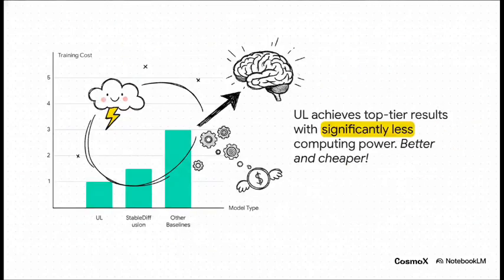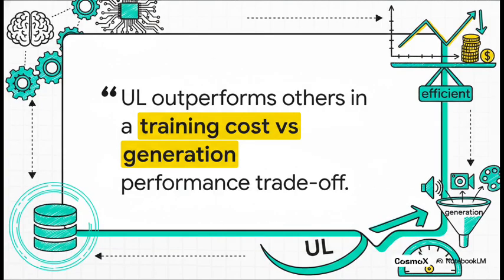But here's the kicker. Quality is only half the story. Efficiency is the other half. This chart shows the training cost, which is basically how much computer power you need. And you can see UL is getting these top-tier results while using way less power than the other guys. The takeaway is simple. It's not just better, it's also cheaper to run. The researchers themselves put it perfectly. They said that UL is basically the most efficient approach out there when you're balancing how much it costs to train against how good the final result is. In the world of massive AI models, that is a huge, huge deal.